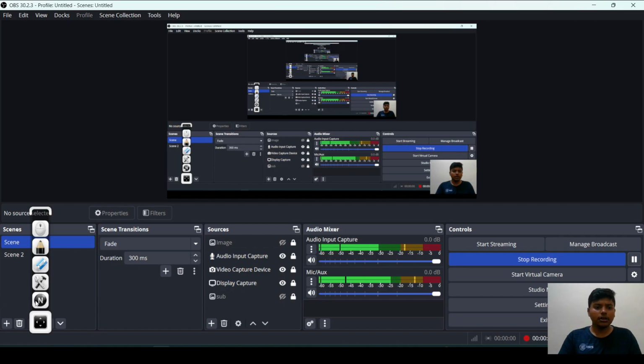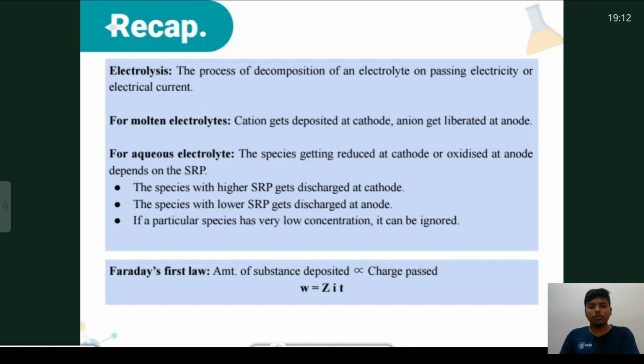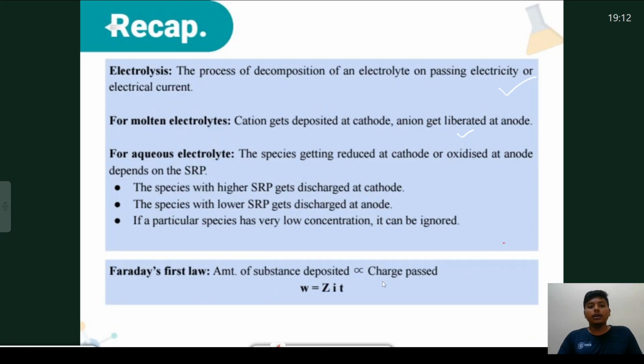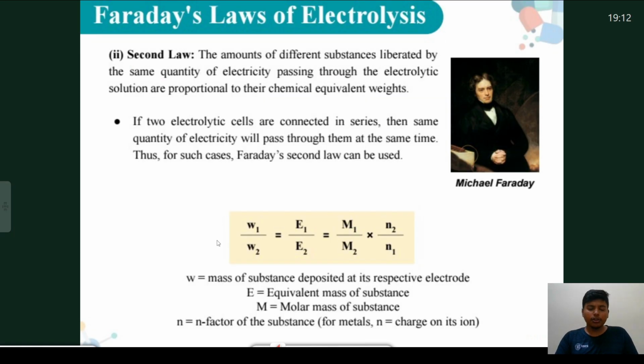Class of this chapter. Okay, so electrochemistry, last class we already talked about many things about electrolysis. We talked about molten electrolytes, about aqueous electrolytes, their SRP value, and we talked about Faraday's law. Now, Faraday's second law also we have discussed. I told you W1 by W2 equals E1 by E2.